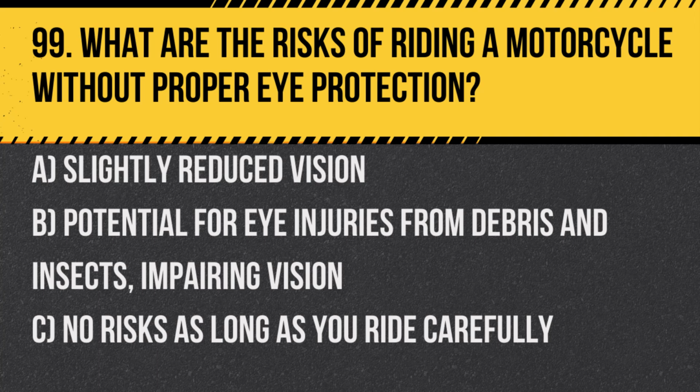Question 99. What are the risks of riding a motorcycle without proper eye protection? A. Slightly reduced vision. B. Potential for eye injuries from debris and insects, impairing vision. C. No risks as long as you ride carefully. Answer. B. Potential for eye injuries from debris and insects, impairing vision. Eye protection is crucial for safety and comfort while riding.